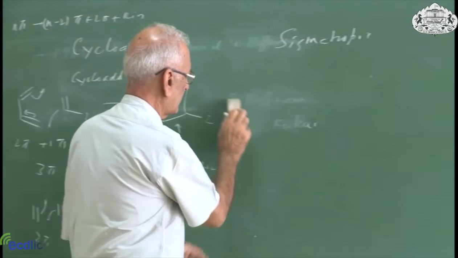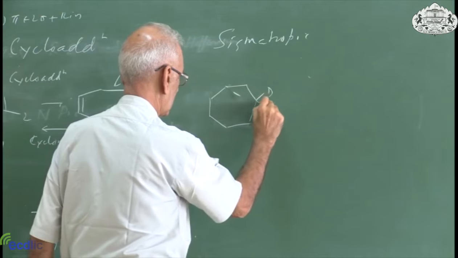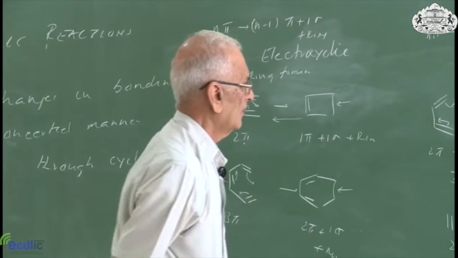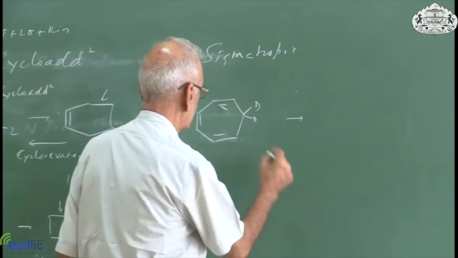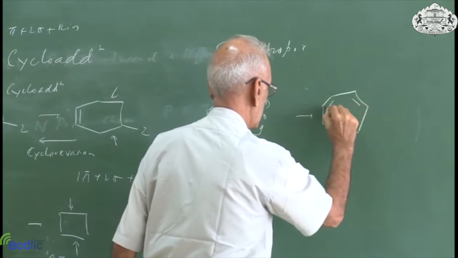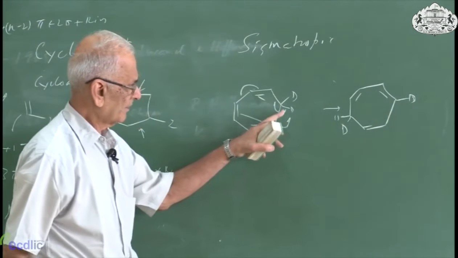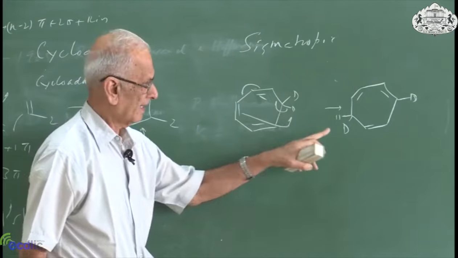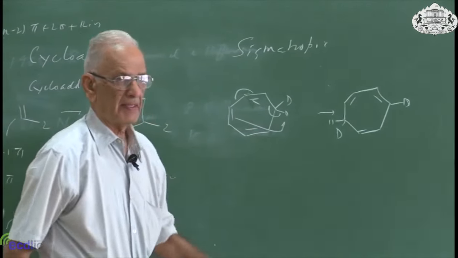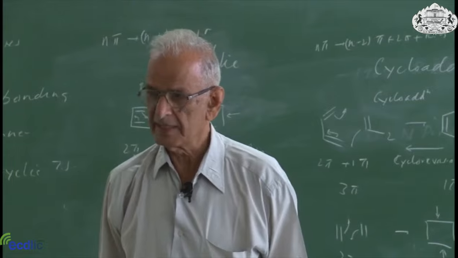My third type of reaction is a sigmatropic reaction. I look at this deuterated cycloheptatriene. What have I done? I have broken the sigma bond at one place and formed a new sigma bond at a different place. Why have I shown this arrow? It must involve a cyclic transition state.